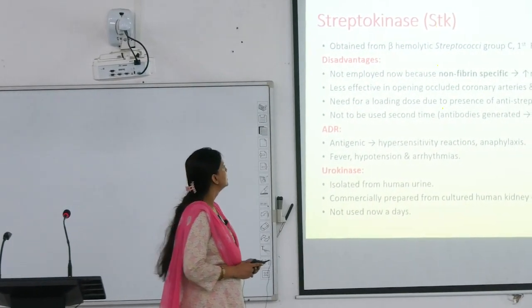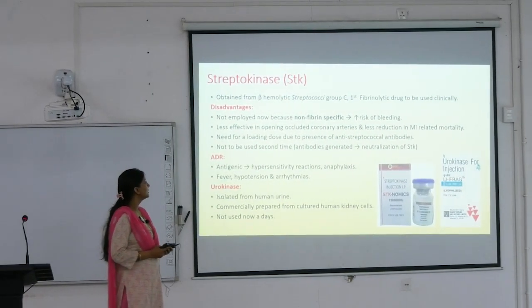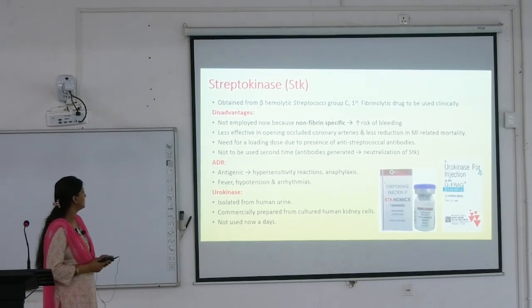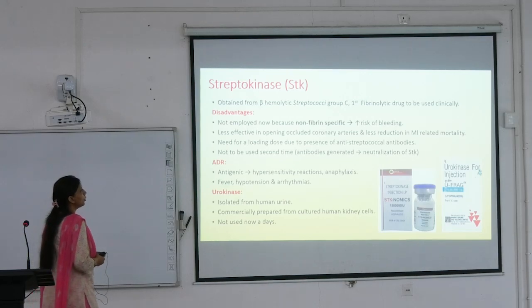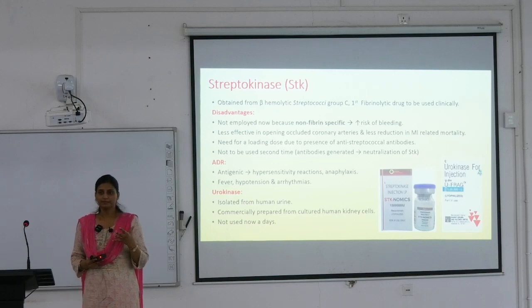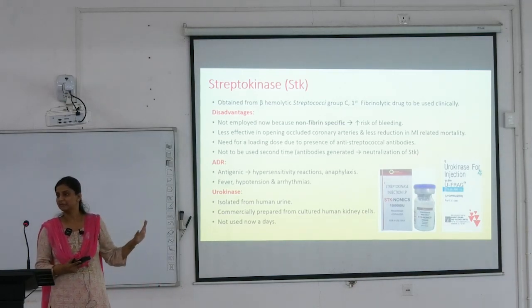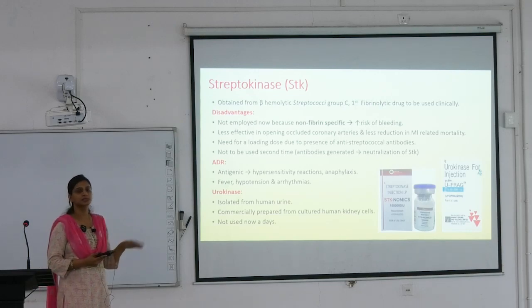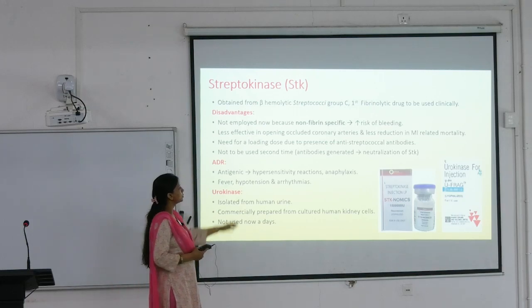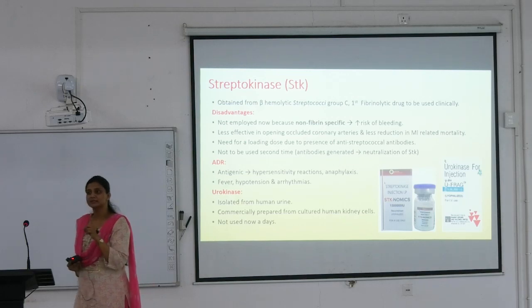Streptokinase. Now it is not employed. It is obtained from the beta hemolytic streptococcus, group C. It is less effective in opening the occluded coronary arteries, when the coronary vessels get blocked. It is also less used these days. We have to give a loading dose due to the presence of anti-streptococcal antibodies. You can only use it once in a patient.